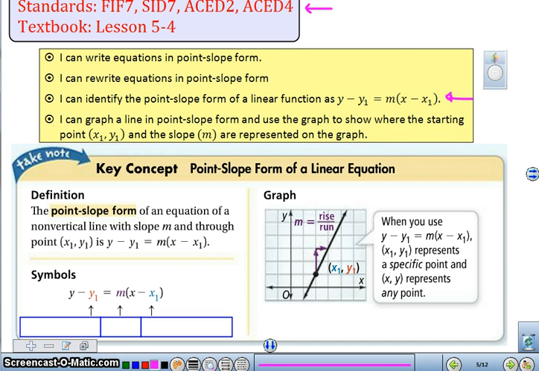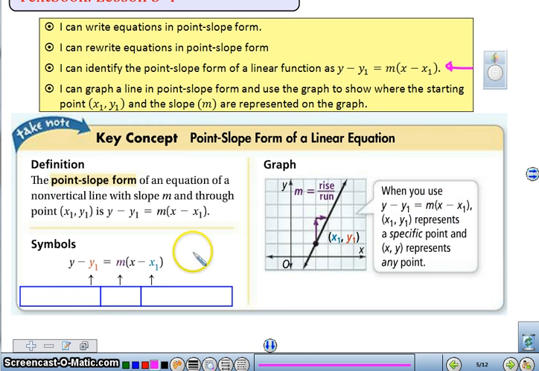We've learned how to graph in slope intercept form, where we use our intercept and then slope. Now we're going to use the point (x1, y1) and our slope for an easy way to graph. The point slope form of an equation of a non-vertical line with a slope of m is this equation.